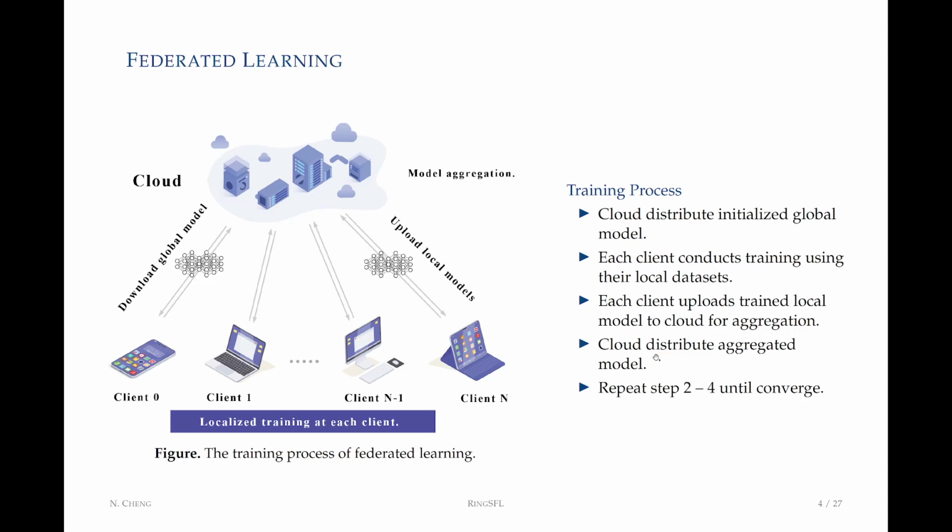Then, the server aggregates the received model parameters to generate a new global model, which is then sent back to the clients. Finally, this process is repeated until the global model converges. So in this process, we don't pass the original data, only the model parameters. This can effectively protect the privacy of the user's original data and improve communication efficiency.